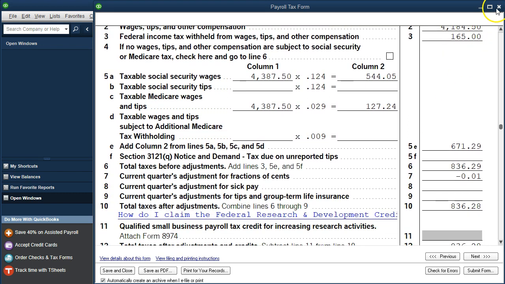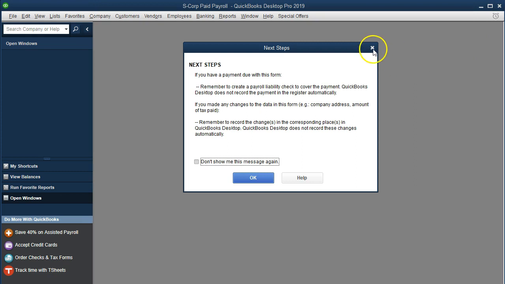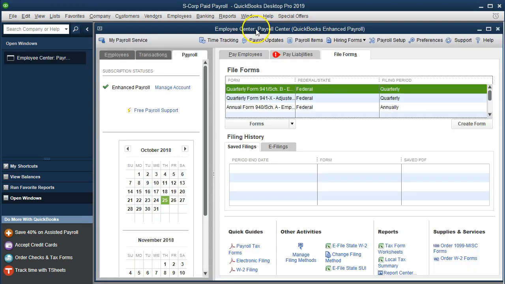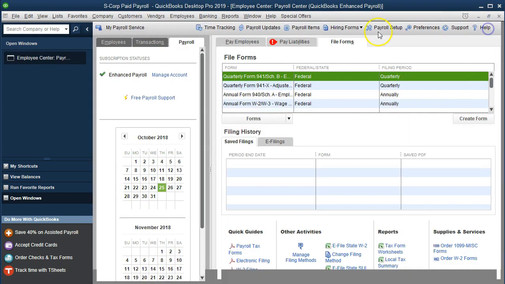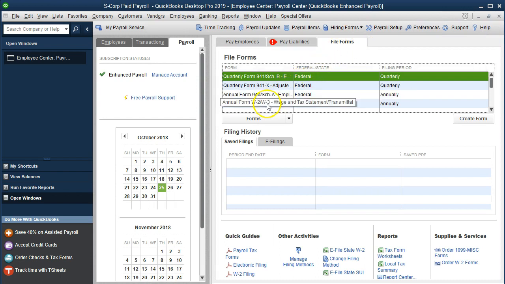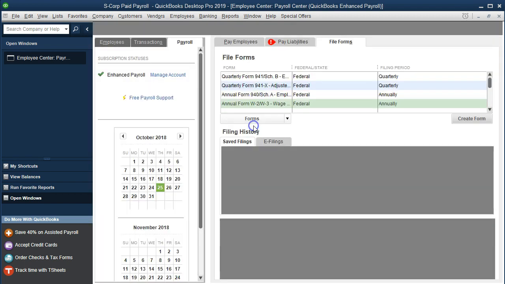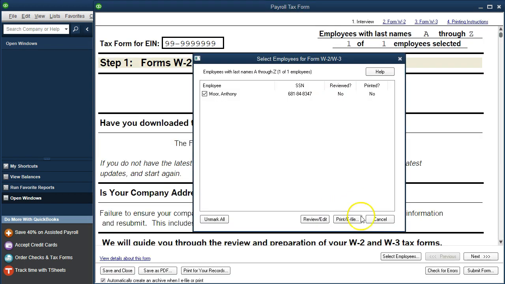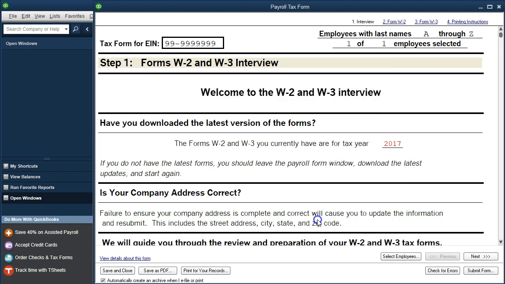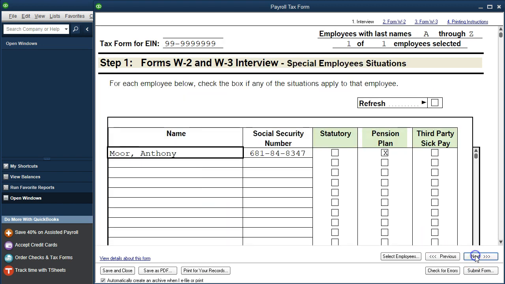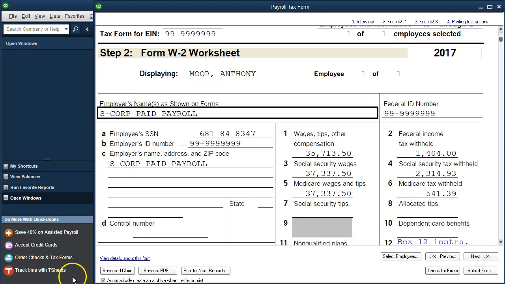If we add those up, let's take a look at the W2 and W3. So we'll close this out and back to our reports here. And we're going to scroll down to the W2 and W3 in the report center, double clicking on it. And we want 2018. So I'm going to say 2018 and okay. And we're going to go review and edit, next, and look at our numbers here.